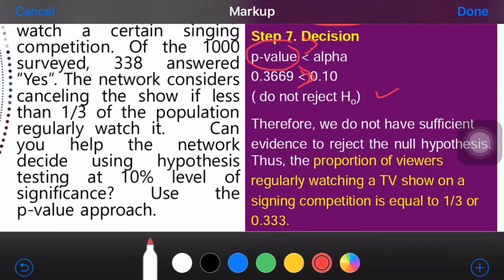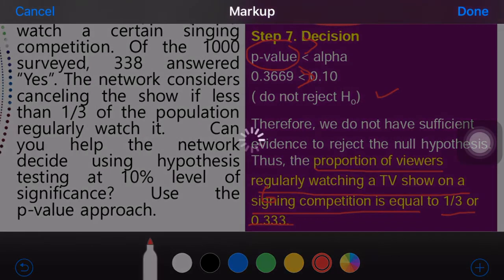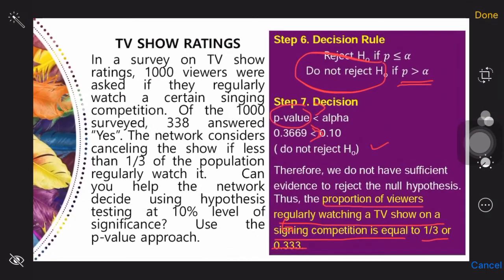Then we state our conclusion. Thus, the proportion of viewers regularly watching a TV show on a singing competition is equal to 1/3 or 0.333. With this, since it is equal to 1/3, not less than 1/3, then the network can continue airing the TV show. This ends our topic for this time.